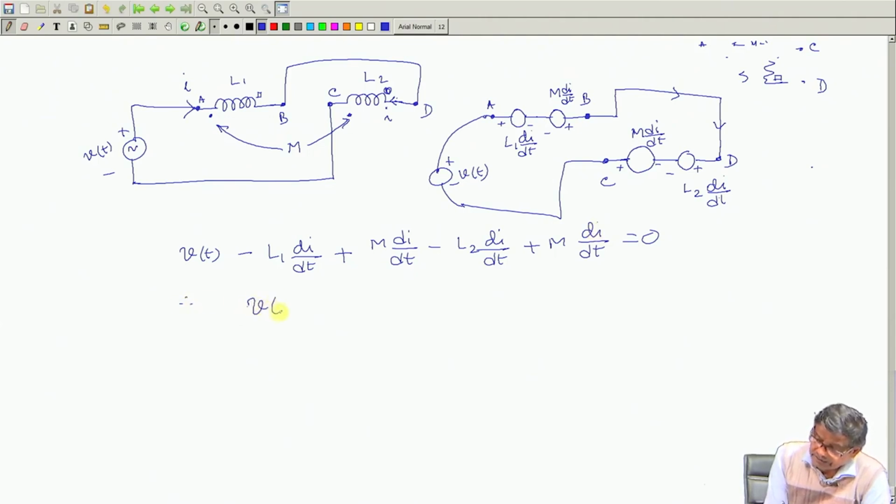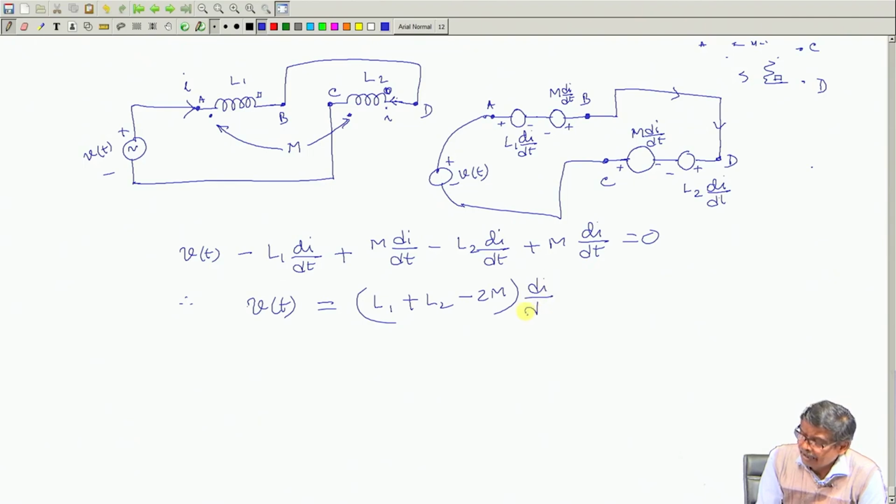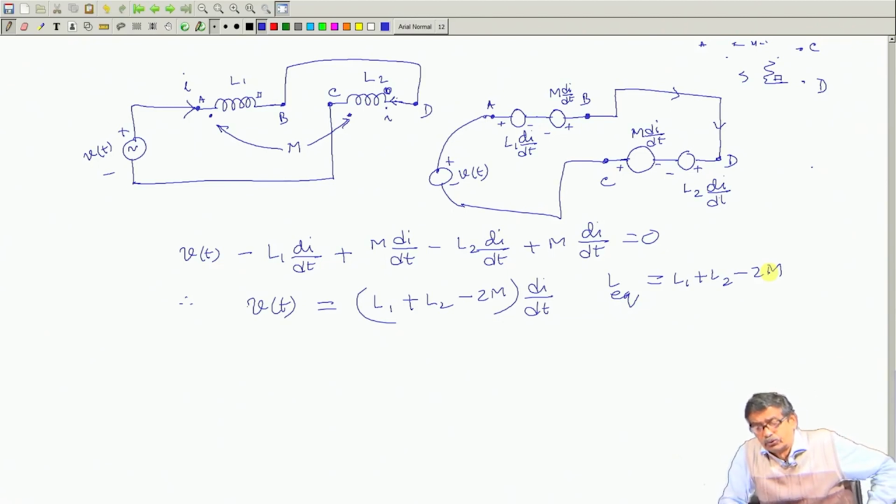Therefore, this can be written as V t is equal to L1 plus L2, taking everything on the right hand side, minus 2M into dI/dt, and we say that L equivalent is equal to L1 plus L2 minus 2M. Therefore, if you connect two coils in series, the equivalent inductance between those two coils, which have mutual coupling between them, will depend upon the connections.